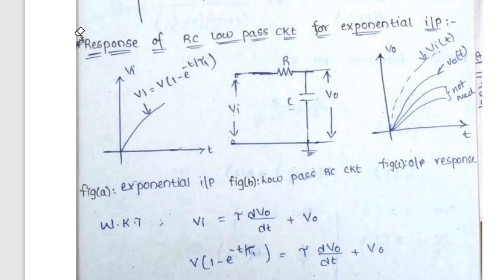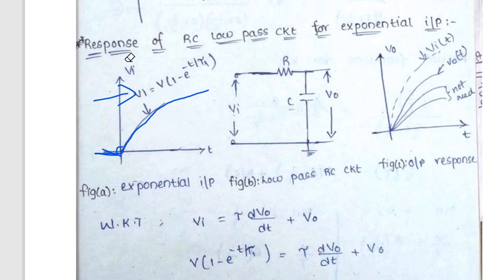One case is at t less than or equal to 0, where the input signal has 0 amplitude. For t greater than 0, the input signal increases exponentially. And the exponential input signal is clearly defined here. V1 is equal to V into 1 minus e power minus t by tau 1. This is for t greater than 0, and its value is 0 for t less than 0.